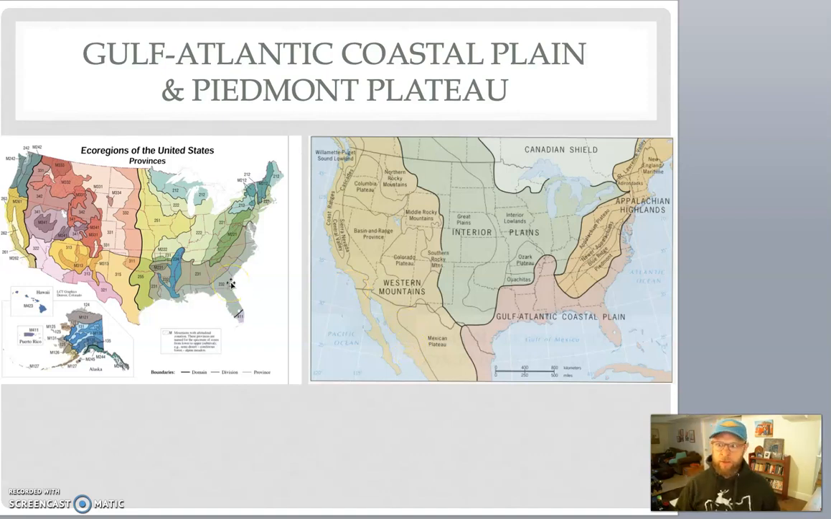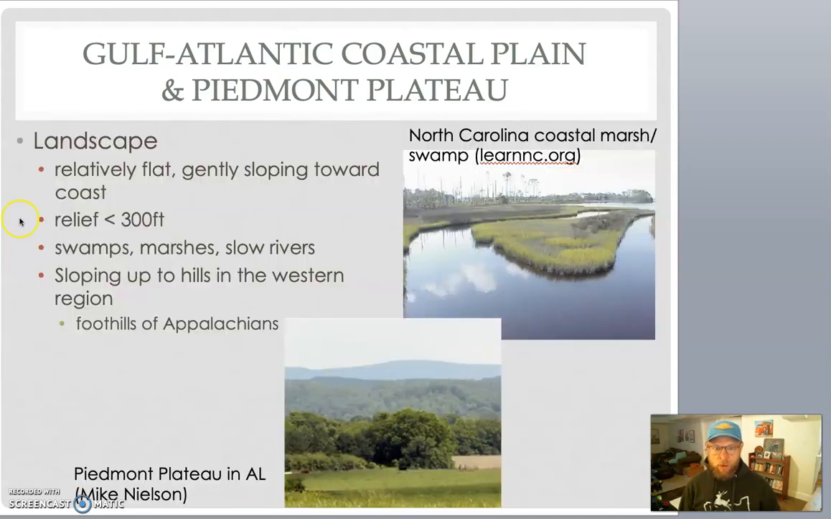Okay, I'm back. The second part to the eastern U.S. forests. So now we're moving on to the Gulf Atlantic coastal plain and the Piedmont Plateau. So notice I combined these two. In your data set, you analyzed Georgia to kind of represent the Gulf Atlantic coastal plain and North Carolina to represent the Piedmont. But if you notice, both of those states kind of span this boundary and even go into some of the other physiographic regions. So let's talk about those.